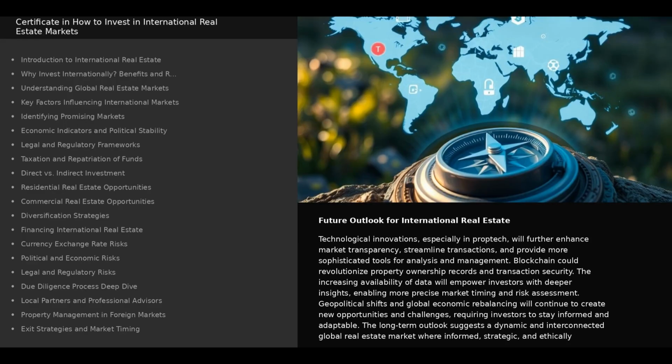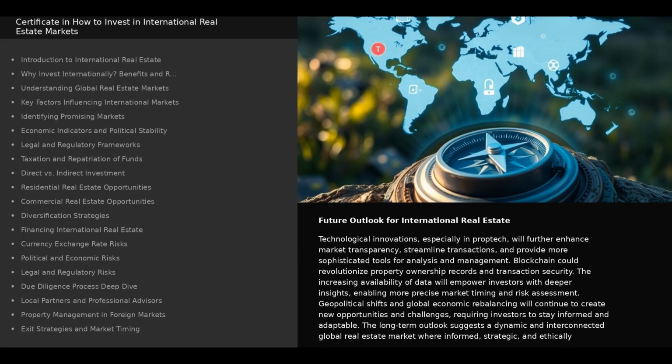Technological innovations, especially in PropTech, will further enhance market transparency, streamline transactions, and provide more sophisticated tools for analysis and management. Blockchain could revolutionize property ownership records and transaction security. The increasing availability of data will empower investors with deeper insights, enabling more precise market timing and risk assessment.